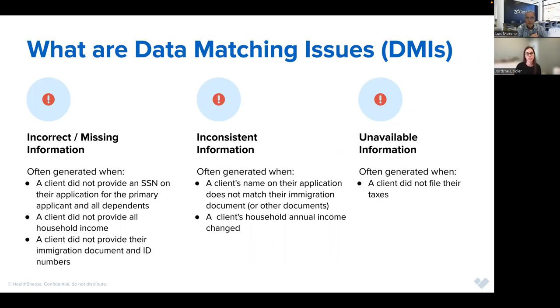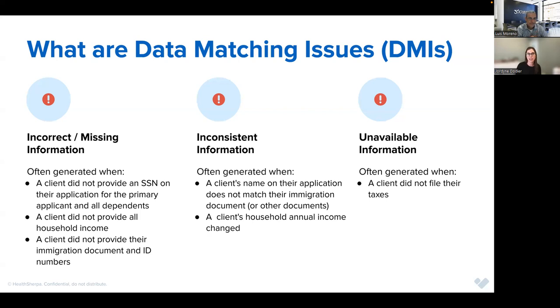These are often generated when a client did not provide a social. I hear this all the time. Agents don't feel comfortable asking for a social. Maybe their client says that they're not comfortable providing it. It is so important that you try to collect this information. I know that it says that it's optional on the application, but if you don't collect it, you will be required to provide additional information later, otherwise known as a DMI.